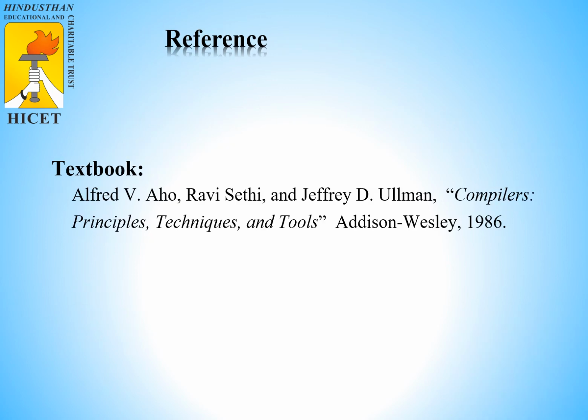So this is all about the parts of the compiler and phases of the compiler. The textbook reference is Alfred V. Aho, Ravi Sethi and Jeffrey D. Ullman, Compilers, Principles, Techniques and Tools, Addison Wesley, 1986.